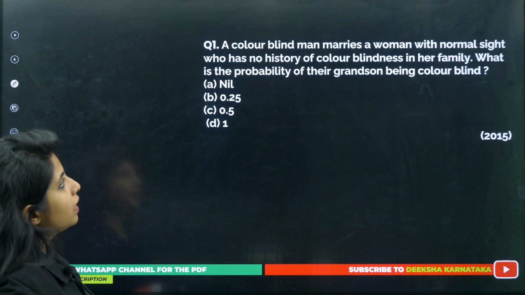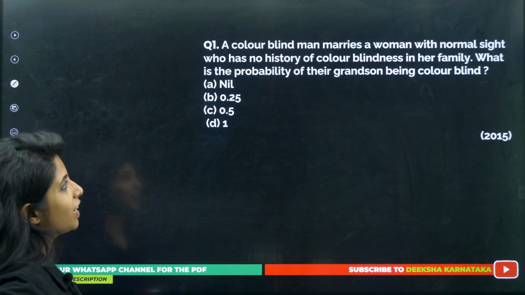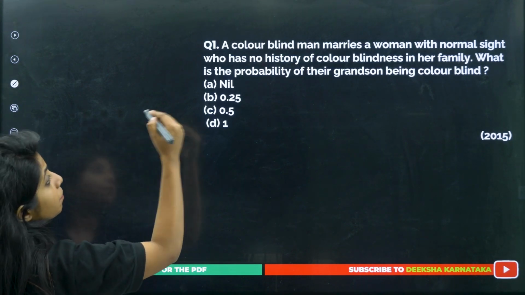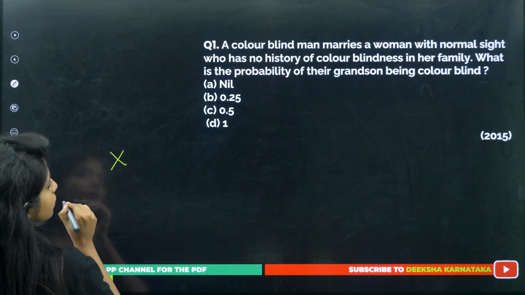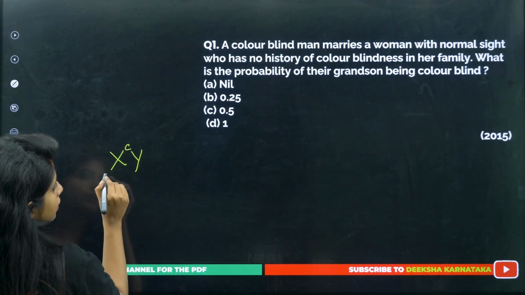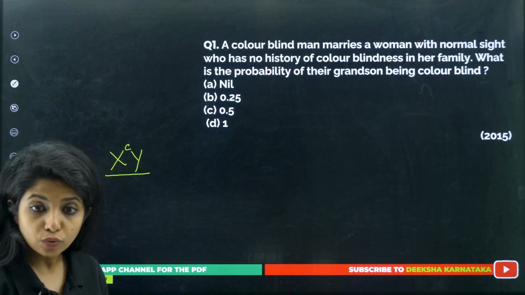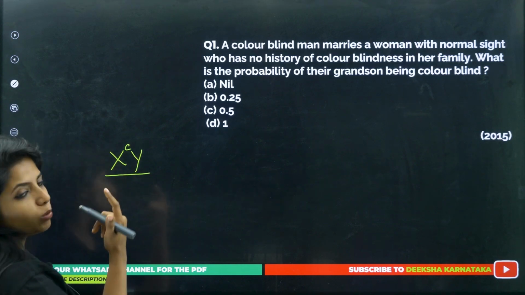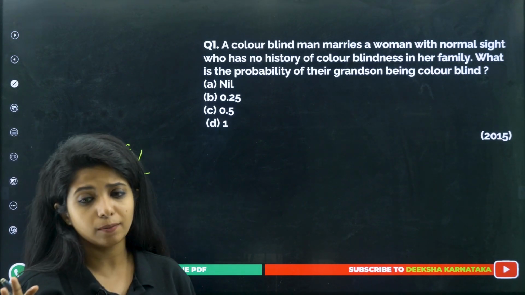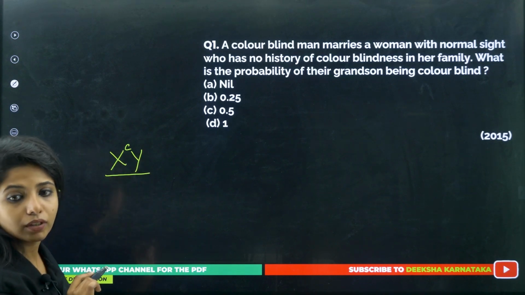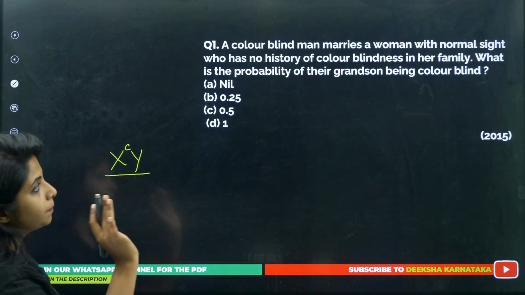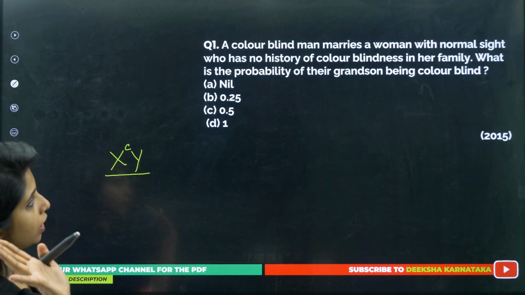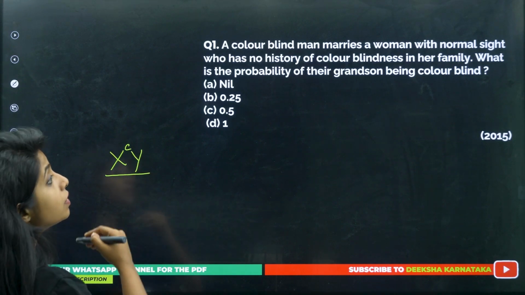First question: a colorblind man. This was the homework that I gave you. A colorblind man marries a woman with normal sight. Colorblind man will always have this particular genotype, because colorblindness is a sex-linked recessive trait, and males have just one X chromosome. So if that person is colorblind, then definitely he will have this genotype; this X chromosome will be affected. He is marrying a woman with normal sight who has no history of colorblindness in her family. What is the probability of their grandson being colorblind?